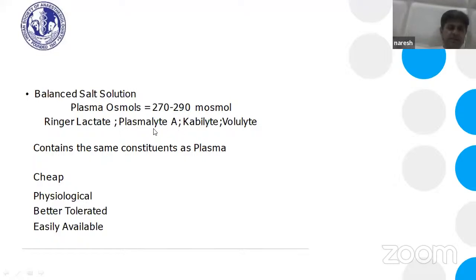So we are sticking to these balanced salt solutions. They are cheap, physiological, better tolerated, and easily available. Now their prices have also become quite low, as good as Ringer lactate. But still, is anybody fine with Ringer lactate? No problem, no problem.